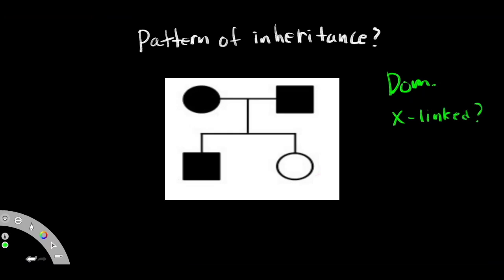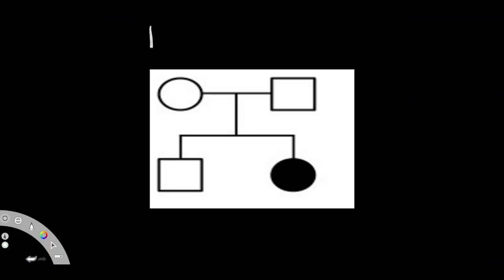All affected fathers have affected daughters. Oh, no, this is not. It's not an affected daughter. So, maybe it's not X-linked? We'll do one more. All affected fathers have no affected sons. That's obviously not true. The son here is affected. So it's definitely not X-linked. This is autosomal. Alright, let's try this one.